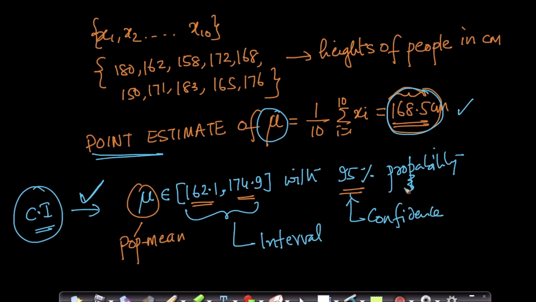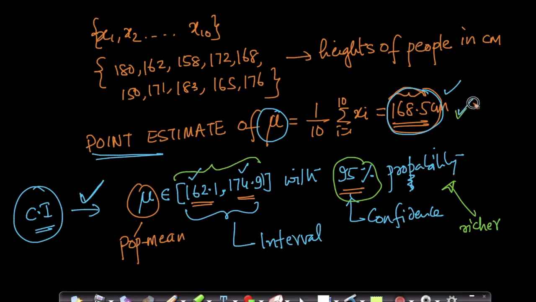This is the idea, and it is much richer. Instead of giving a point estimate, I can make statements like this: my population mean will lie in this interval between 162.1 centimeters and 174.9 centimeters with a 95% chance or probability. Here I'm giving a 95% confidence, which is important, and I'm giving an interval where I'm saying the mean will lie somewhere in this range, greater than or equal to this and less than or equal to this. This is much richer in terms of information. This statement is much more meaningful than just making a point estimate.